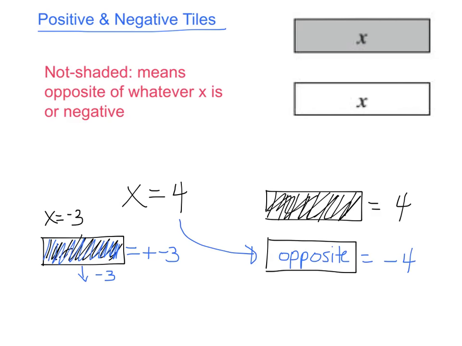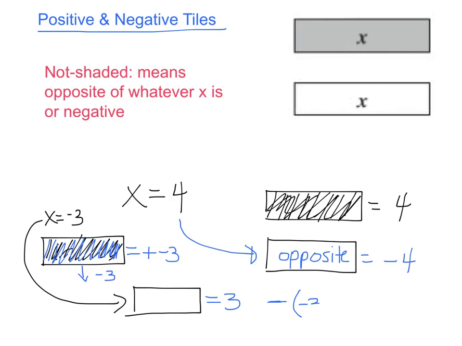Now, if I drew just a normal tile that wasn't shaded, it's the opposite of whatever you said x was. So if I said x was -3, I need to do the opposite of that. So if it's the opposite of -3, that would make that a +3. One way to write that is you can use this negative sign to mean opposite. So the opposite of -3, which is a +3.